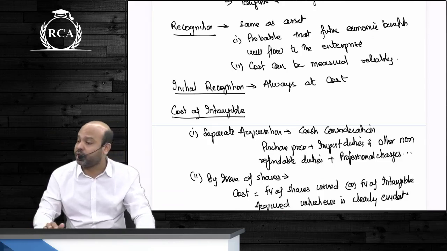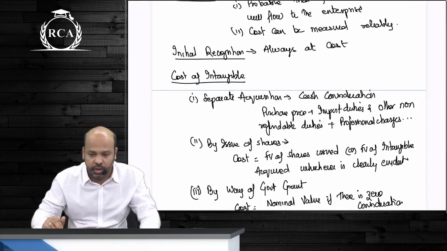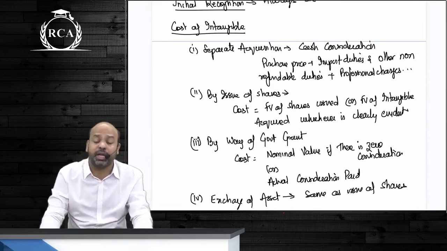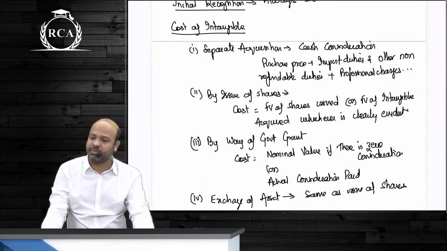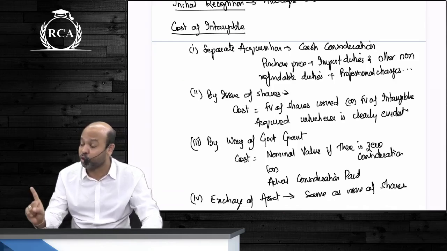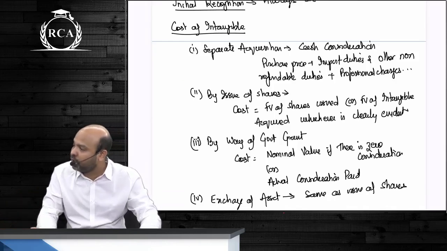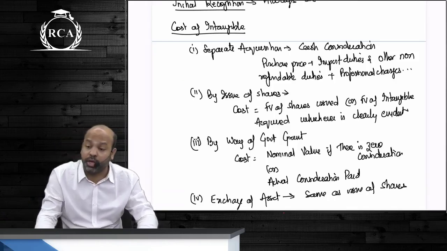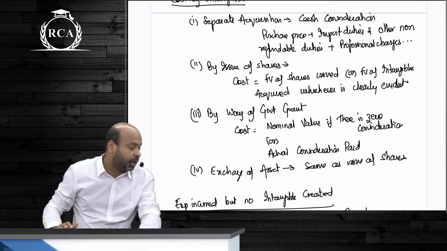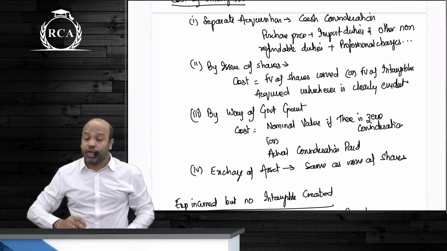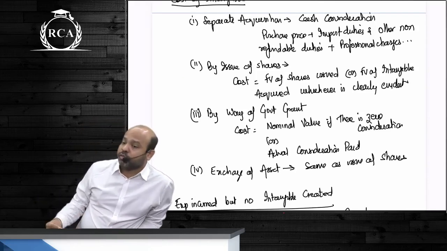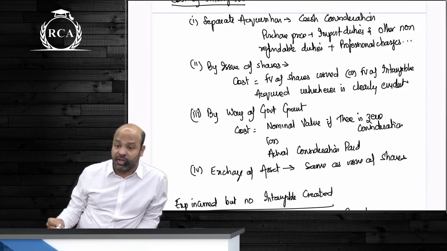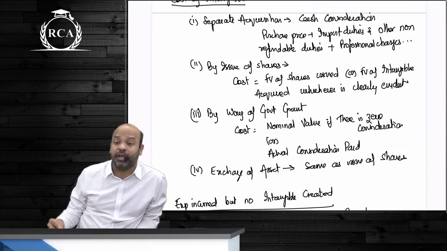Initial recognition of any asset, beta, will always be at cost. That is why, beta, we spoke about cost of an intangible asset under this. If an intangible asset is being purchased, guys, whatever is the purchase price plus import duties, and import duties by default are non-refundable. Import duties, any other non-refundable duty, professional fees should all be included in the cost of the intangible. If you are acquiring an intangible by issuing your own shares, the cost of the intangible, beta, will be the fair value of the shares issued or the fair value of the asset acquired, whichever is clearly evident.